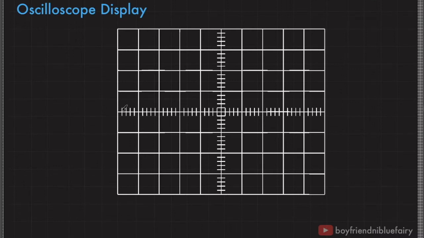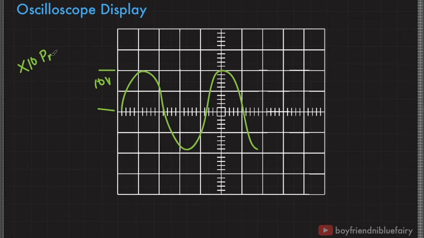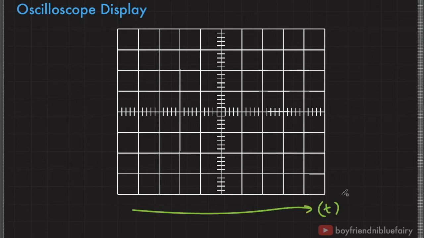So for example, we have this voltage signal and we read this peak as 10 volts, but the X10 probe is enabled. This means that the actual amplitude of the voltage is 100 volts because we need to multiply this with 10. So when we view the screen of the oscilloscope, the x-axis refers to time and the y-axis refers to the voltage amplitude of the signal.